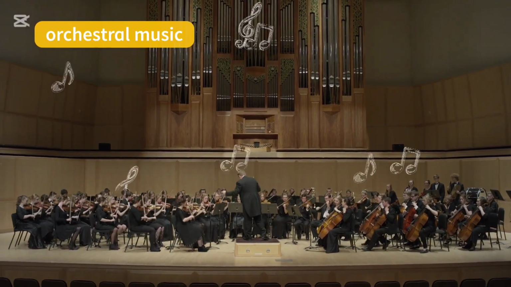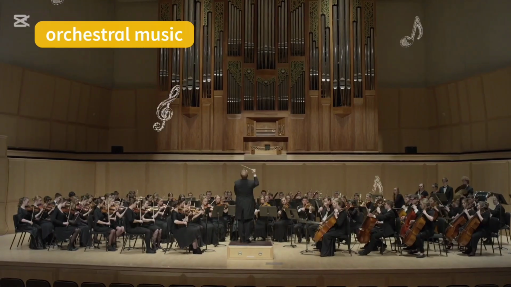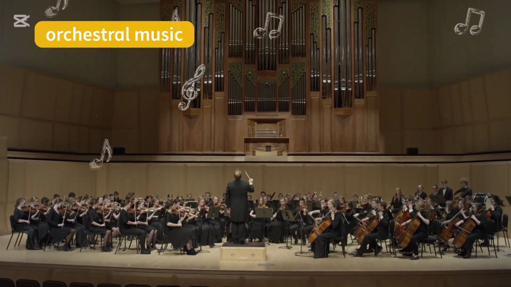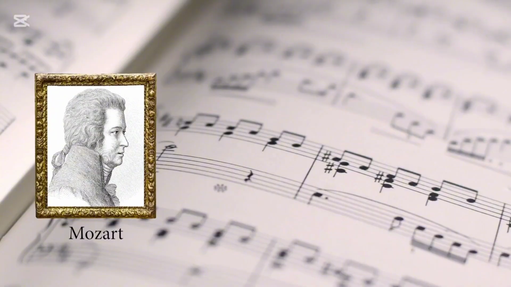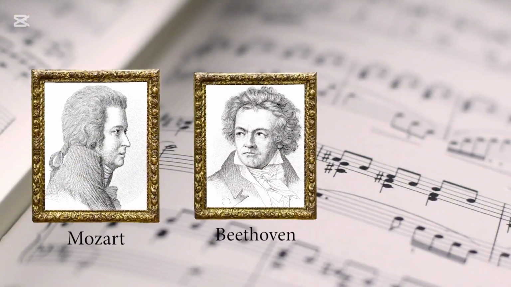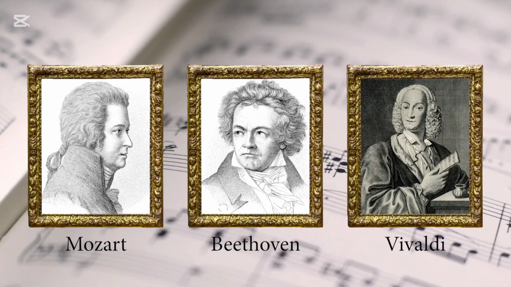Orchestral music is one of the oldest genres of music. It started in the early 1700s. The music of composers like Mozart, Beethoven, and Vivaldi is still popular today.